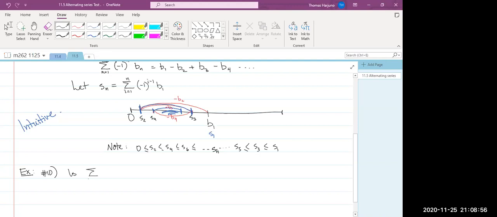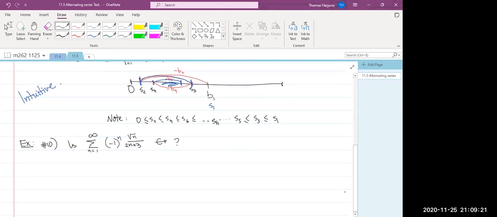Is the series from 1 to infinity of negative 1 to the n of square root of n over 2n plus 3 convergent? It's alternating. So I need to first show a claim.